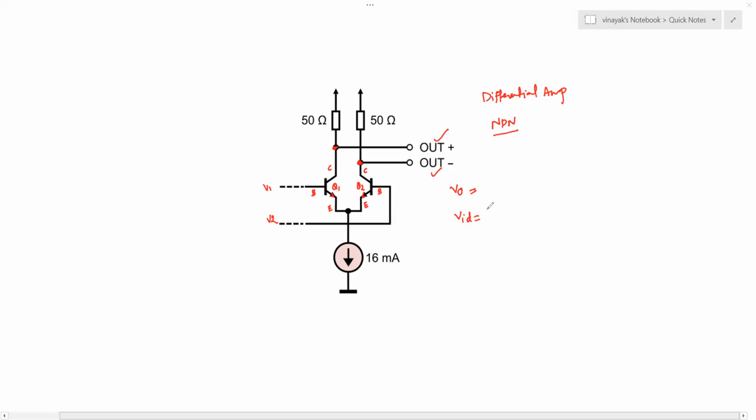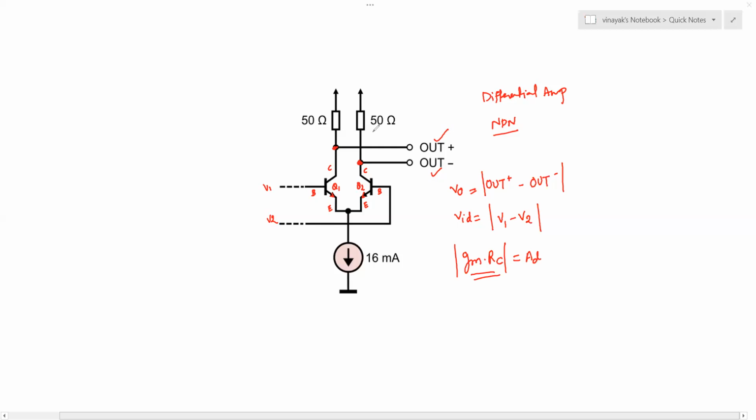VID is the differential input, which is the difference between the two inputs, and VO will be out plus minus out minus. You also take the magnitude of it. Then there is the gain of these transistors, which is gm times RC or RL. That is your differential gain AD, and you take the magnitude of it.